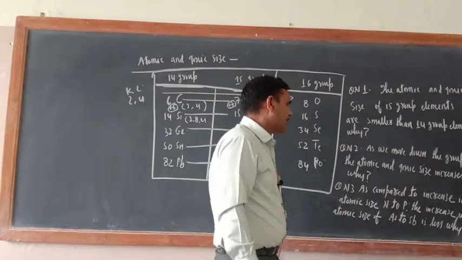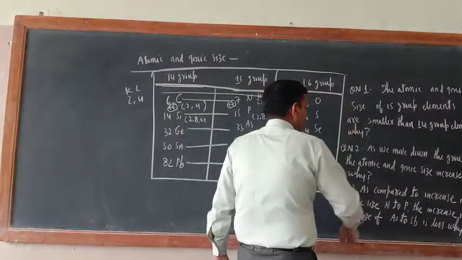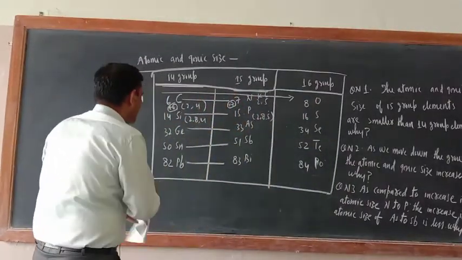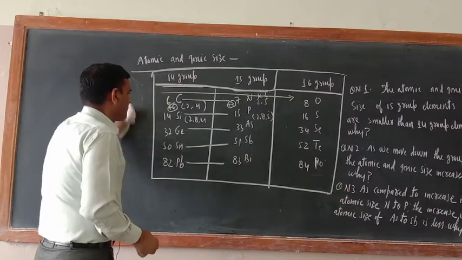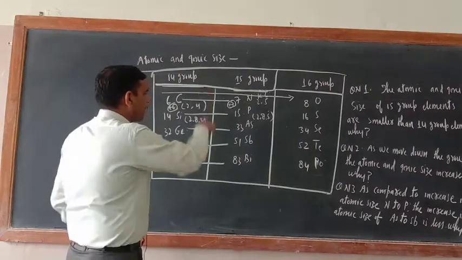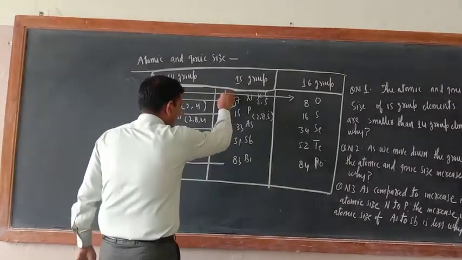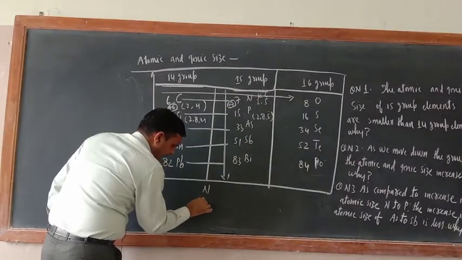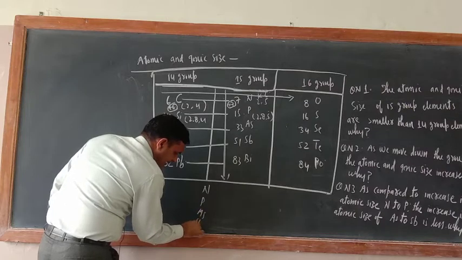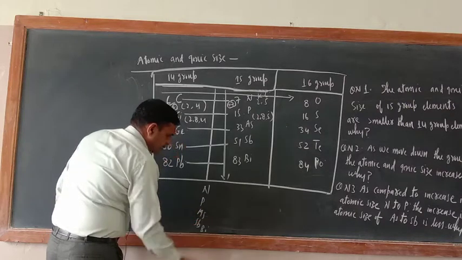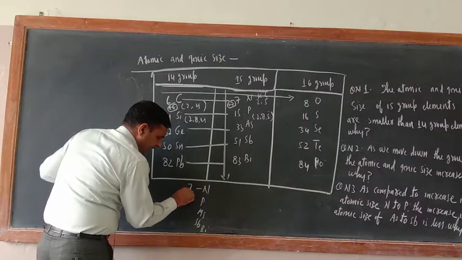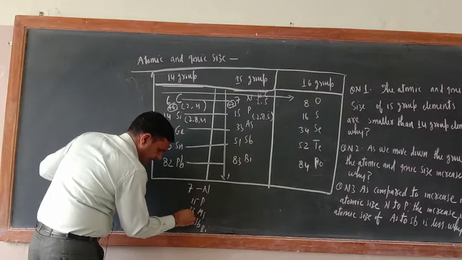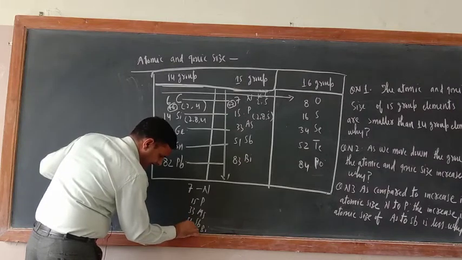What is the second question? As we move down the group, the atomic and ionic size increases. Why? Just try to understand. In any group, whenever we move top to bottom, take this group, the 15th group. Here I am explaining nitrogen, phosphorus, arsenic, antimony and bismuth. In nitrogen the atomic number is 7, here 15, here 33, here 51 and here 83.